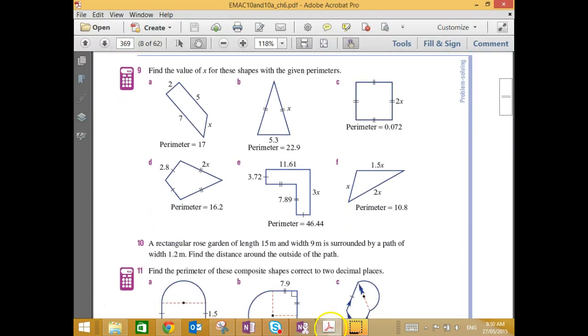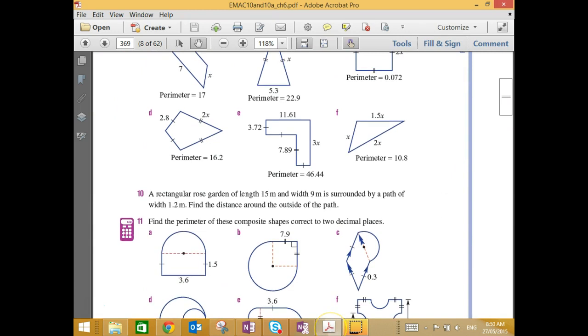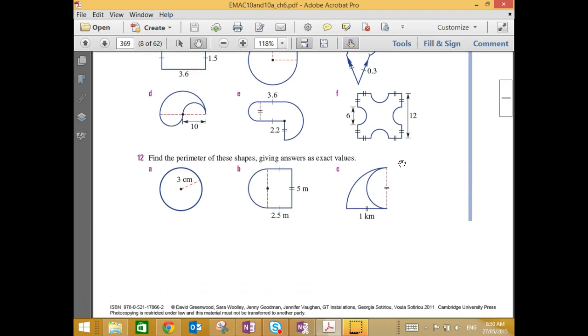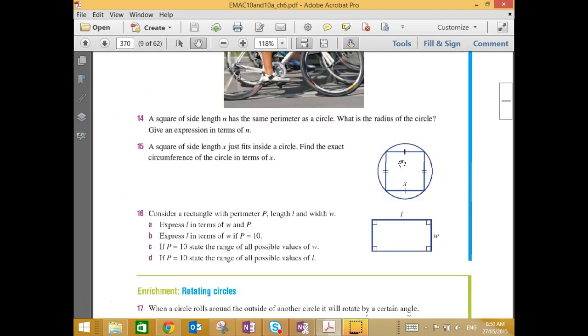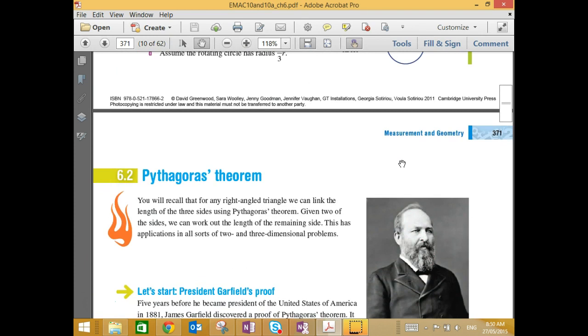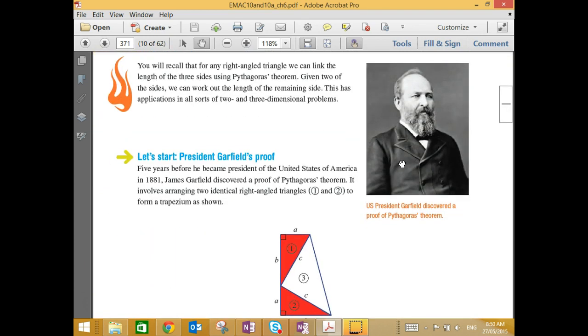Later on in the exercise, they give you some other interesting shapes, and you have to work that, like, oh, that's 2x plus x is 3x, that's 4.5x equals 10.8, and you divide by 4.5 to find x. Composite shapes, again, pretty straightforward. Couple of questions there, but really there's nothing particularly difficult about it.